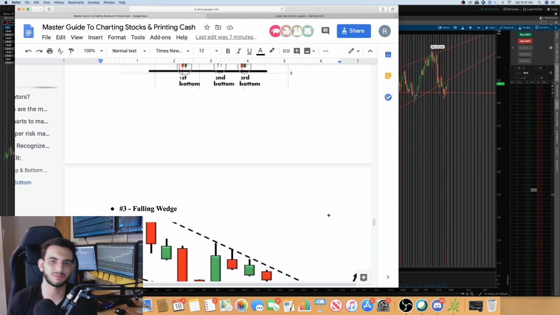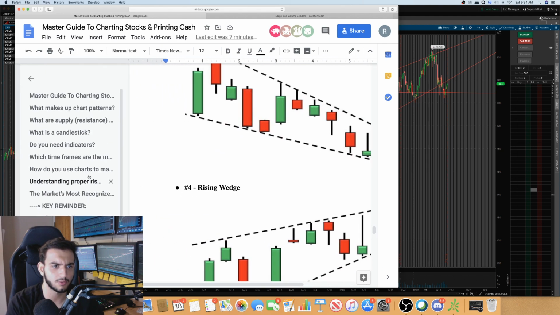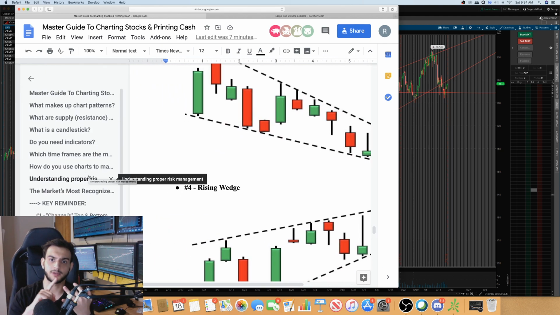Now, it's important to know these names because other people might want to talk about them or whatnot. But basically, this was it. If we do a quick review over what we talked about, we talked about chart patterns. We talked about chart time frames. We talked about drawing lines. We talked about how to find stuff to draw lines on. And we talked about understanding risk management a bit.